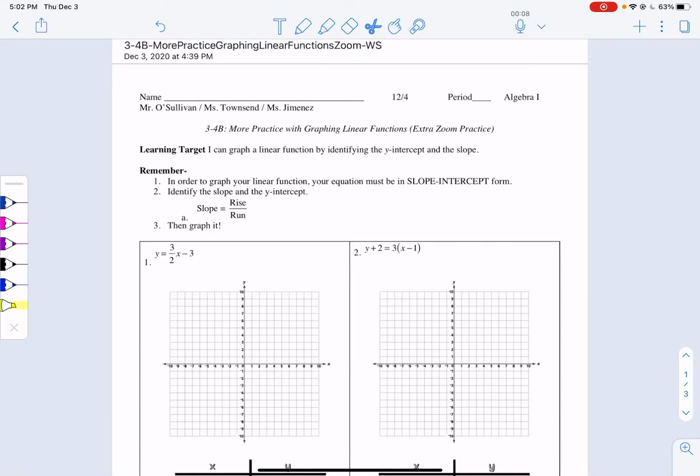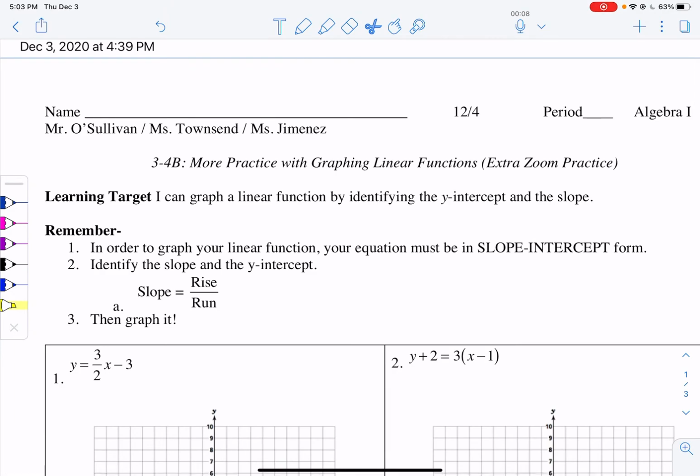Today we're going to be going over how to graph linear functions again. This is our third day of it, but remember you did learn this in middle school, so we want to make sure that we have all these skills mastered. Graphing in our course is very, very important because we need to make sure we can model situations graphically and algebraically. So today's learning target is I can graph a linear function by identifying the y-intercept and the slope.